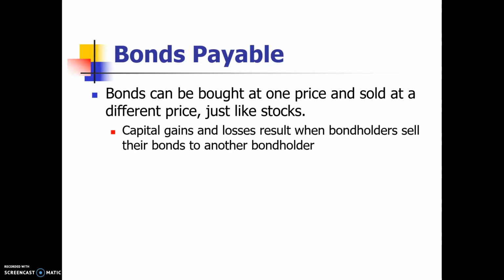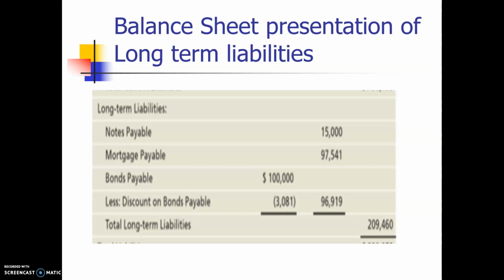So the price of our bonds is going to fluctuate as the market rate of interest fluctuates. So that's why people can sell bonds the way they sell stocks. You can have a capital gain because the price of the bonds is going to be fluctuating. So here's an example of long-term liabilities. We're showing the notes, the mortgage, the bonds, the total long-term liabilities.